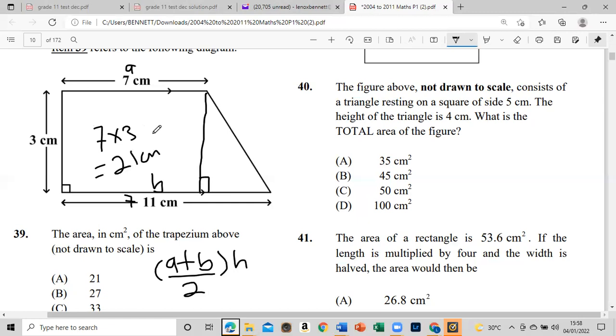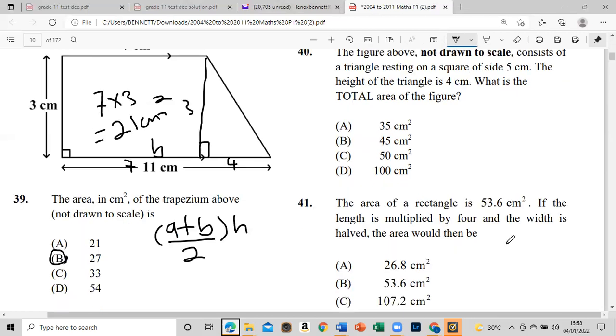And then you have half the base times the height. So here is 11 and this is 7, the difference is 4, and the height is 3. So 3 times 4 is 12, divided by 2 gives 6, so 27. We could do it the other way, the primary way. So 7 plus 11 is 18. Work out the bracket first: 7 plus 11 is 18, 18 divided by 2 is 9, times 3. Whichever way you work it out, it's the same thing.